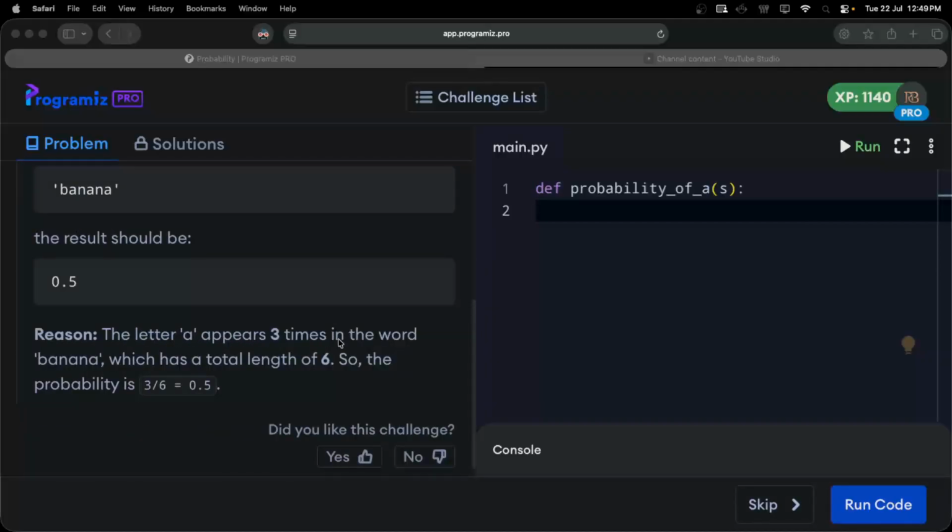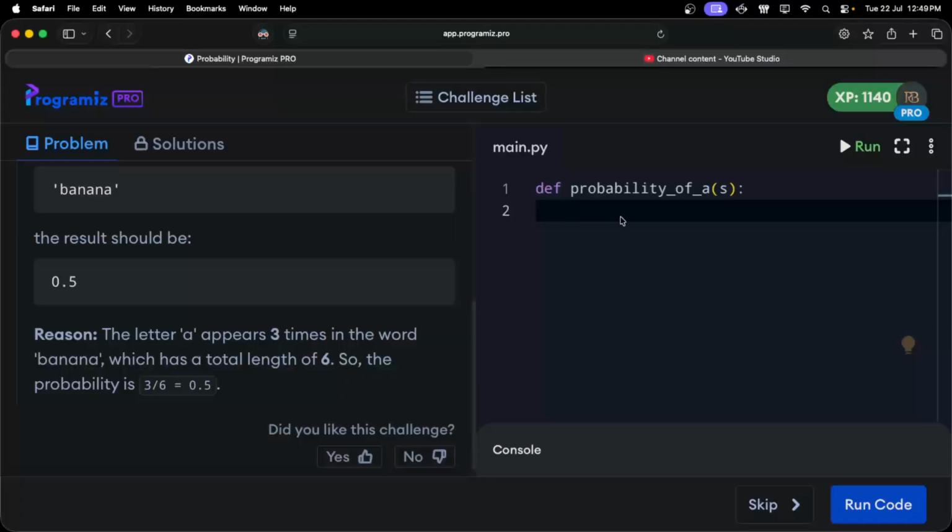So A appears three times in the word banana, right? So length of it is 6. So 3 divided by 6. Of course, we know the formula already now, right? So we need something like return, and of course it will be divided by the length of the character. So that's just going to give us the probability of it, right?